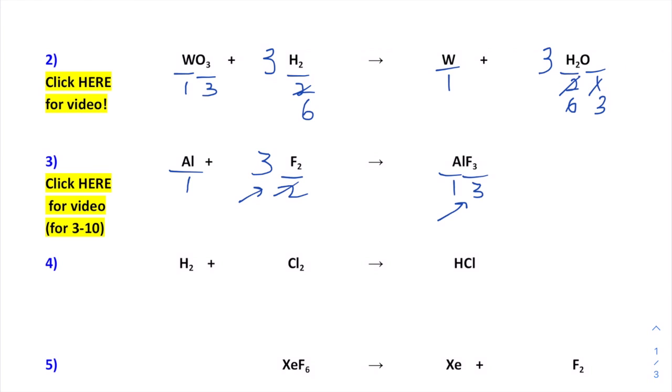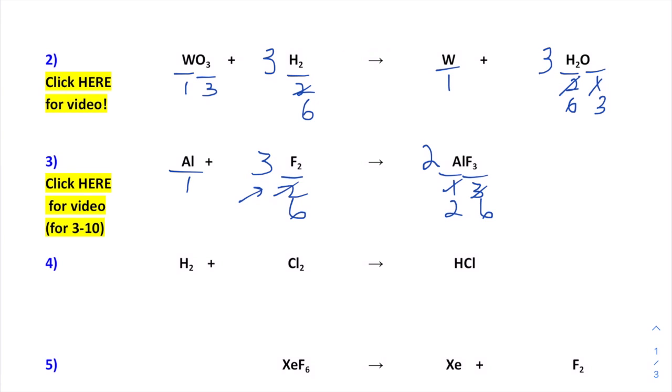So I'm going to show below my total now. And on the other side, to make that one 6, I need to think, what times 3 equals 6? Well, 2 times 3 equals 6. So I need a 2 here. And that, now I'm going to show below, and remember that affects the whole molecule. So 2 times 1 for the Al is 2, and 2 times 3 is 6. So now my F's are good.